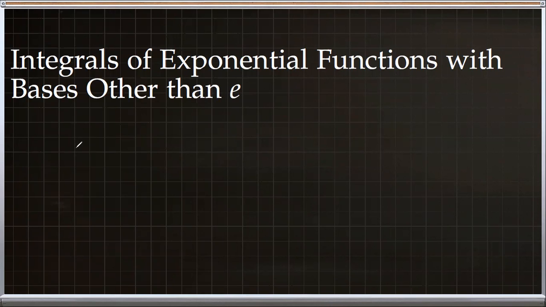So recall that if we have a function like f of x equals e to the x, so this is an exponential function with base e, then we know that the derivative of this function is e to the x itself. And from that, we can quickly derive the formula for the integral. So the integral, the antiderivative of e to the x will be e to the x plus constant.